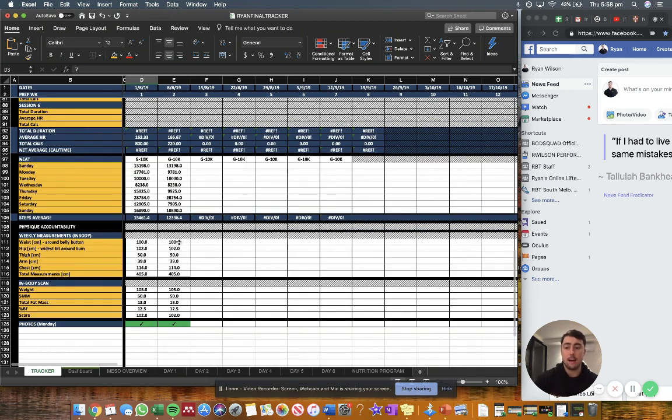Just below that, we have the measurements from the InBody scan, so you can track them in there. And then right down the bottom, we have, did you do your progress photos for that week? Green tick, yes. Red cross, no.